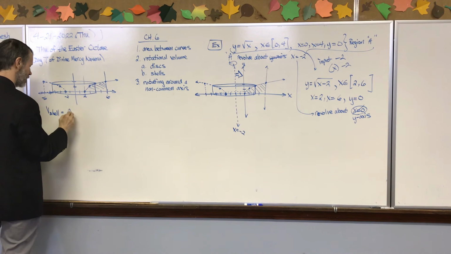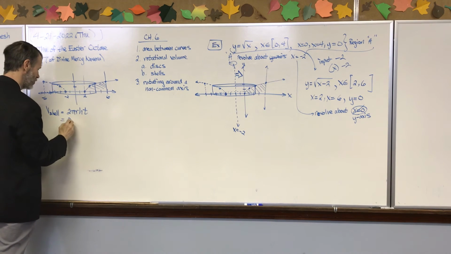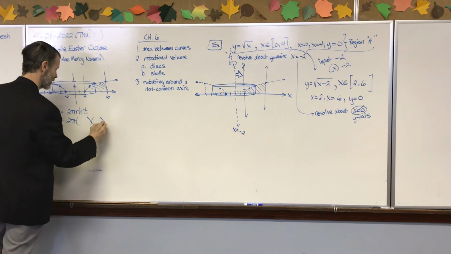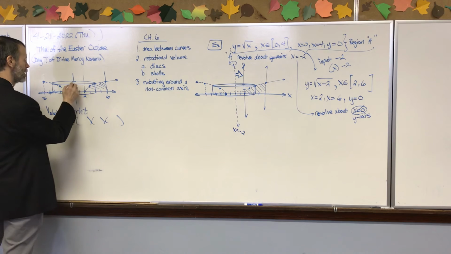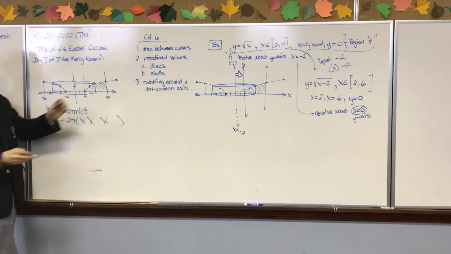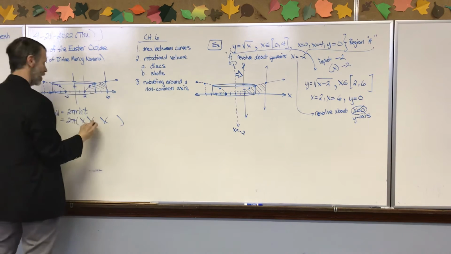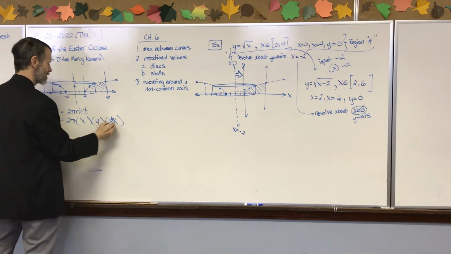2 pi r h t. Good. In this particular case, it's 2 pi something something something. Tell me what they are. The radius would be x. Correct. And now we can do that with good conscience because it's going straight from 0. Height would be y. Height is y? And the thickness would be dx. dx. What needs to be fixed?